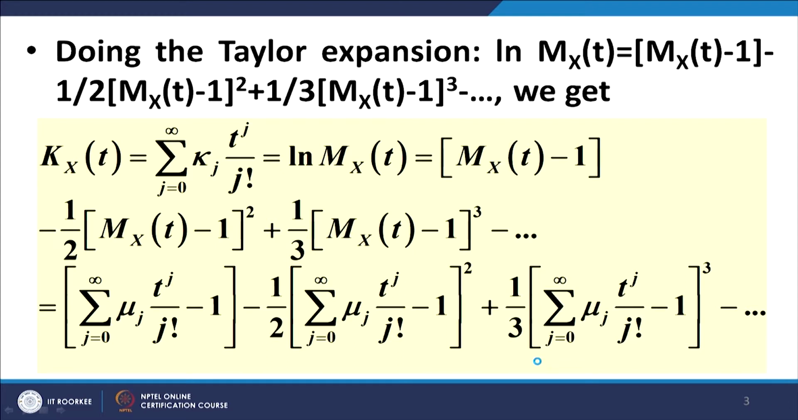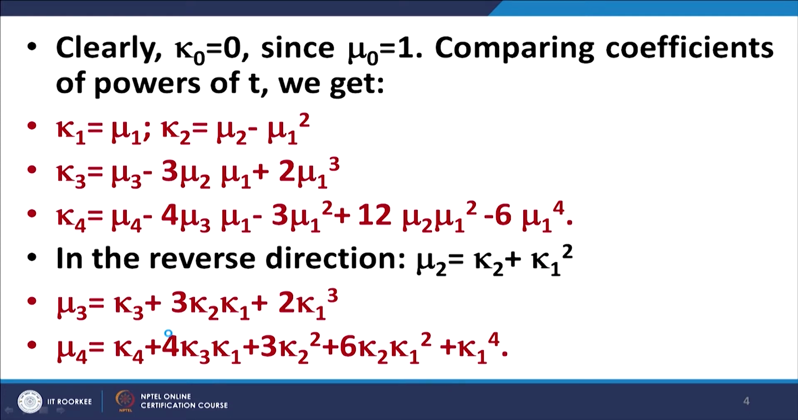So, what do we have? On both sides, this expression is a power series in t, and this expression is also a power series in t. So, we can equate the coefficients of each power of t, and arrive at an equivalence between the cumulant coefficients and the corresponding mu's, the moments about the origin, and this is what we get. Kappa 1 is equal to mu 1, kappa 2 is equal to mu 2 minus mu 1 square and so on.